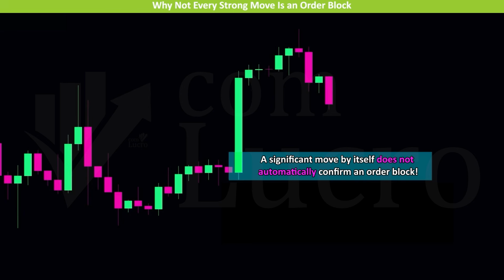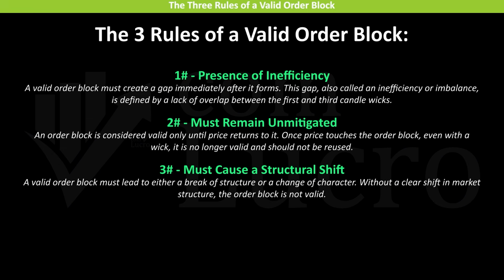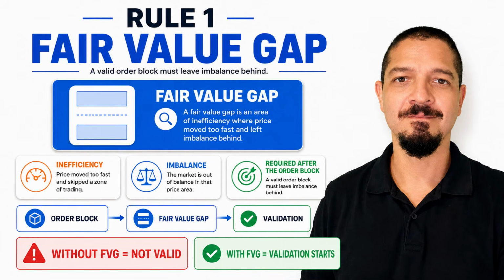There are specific conditions that must be met for an order block to be considered valid. With that in mind, there are 3 key rules used to define a valid order block. These rules are essential because without them, it becomes very easy to mislabel random price movements as meaningful structures. The first rule focuses on the presence of a fair value gap.